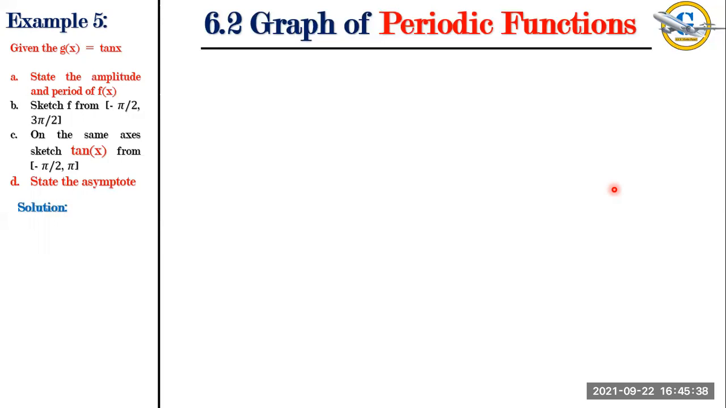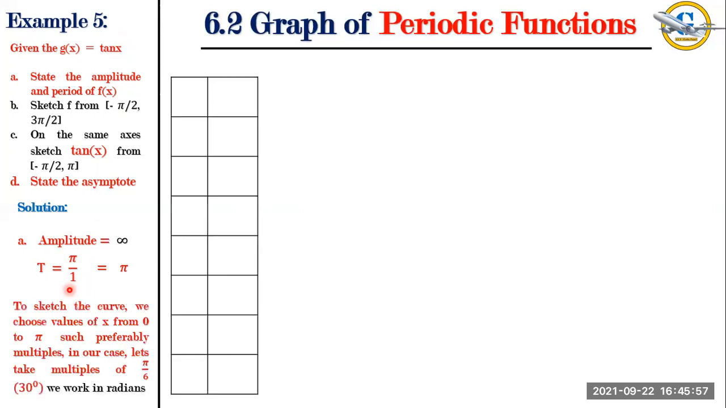So let us start by looking for the period or the amplitude. Normally, the amplitude of the tangent function is infinity. That is, the tangent function has no amplitude. And the period for this function, you have just tan x. So the period is equal to pi on 1, because the coefficient of x is 1. The period is pi.